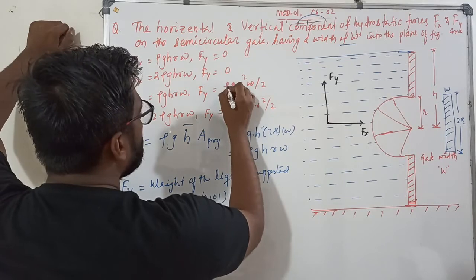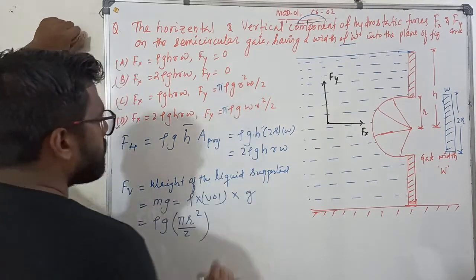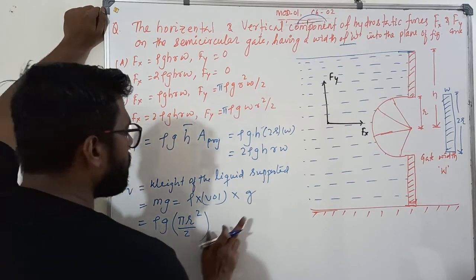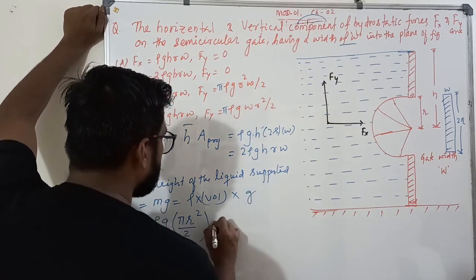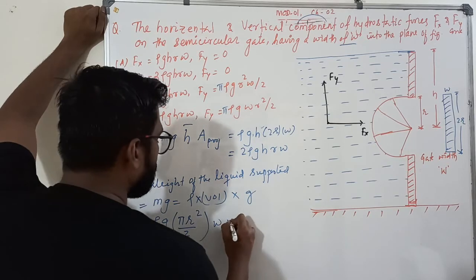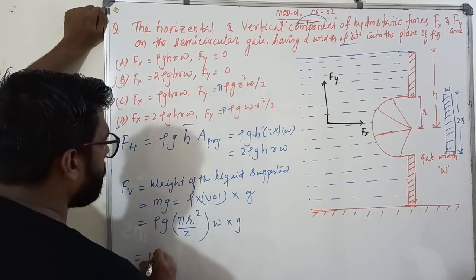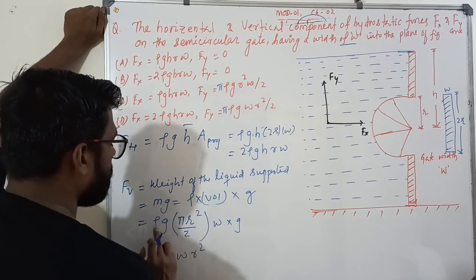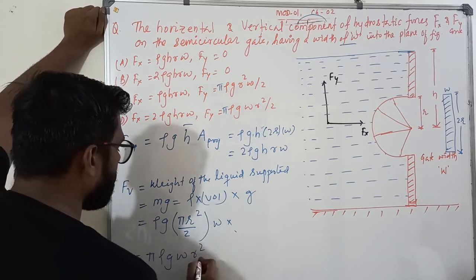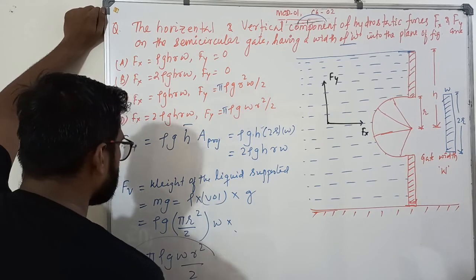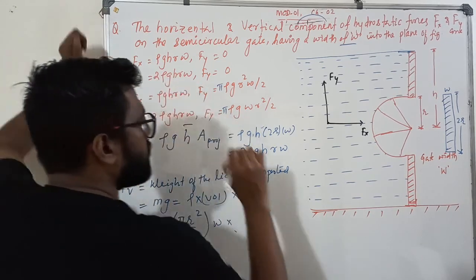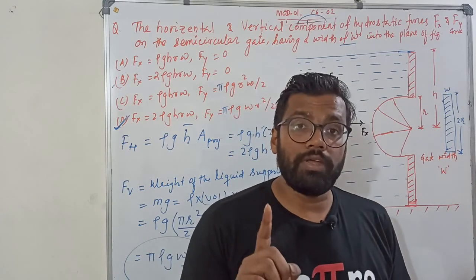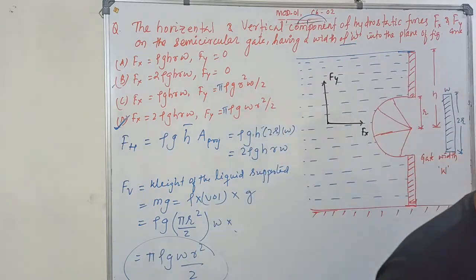So here they should write pi. In the option, pi is missing. Okay, pi r square by 2, multiply by volume width W, multiply g. So what you got? Pi rho g W r square by 2. So that is your option D. Option D is correct for the horizontal and vertical components of force. Understood? Very, very good. Please note it down fast.